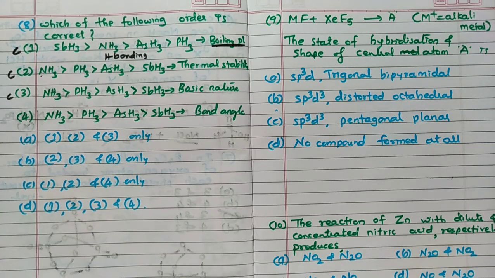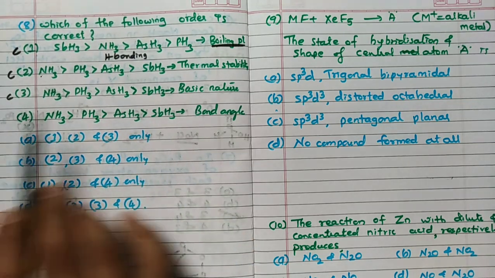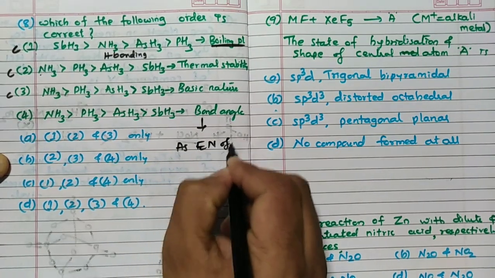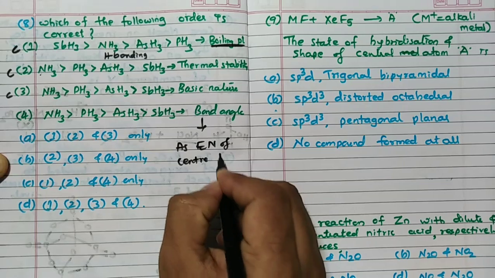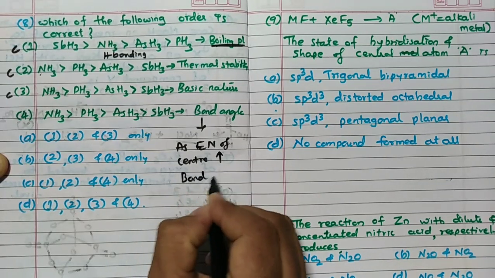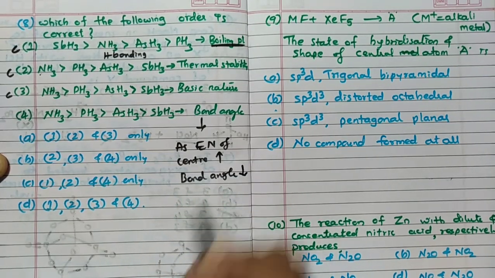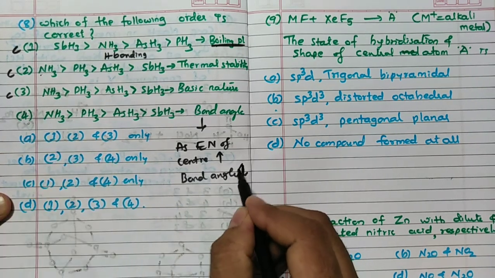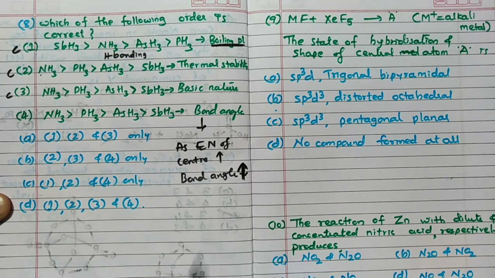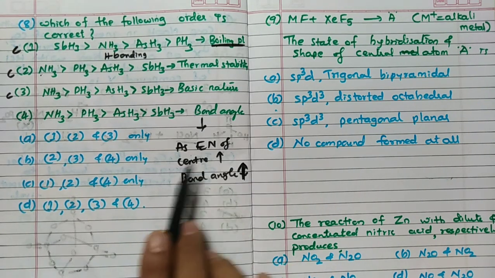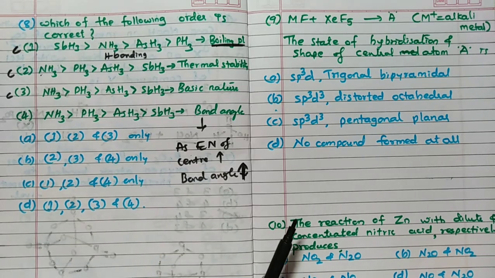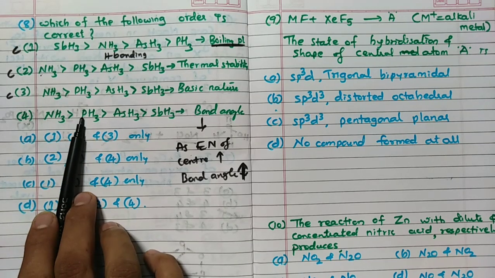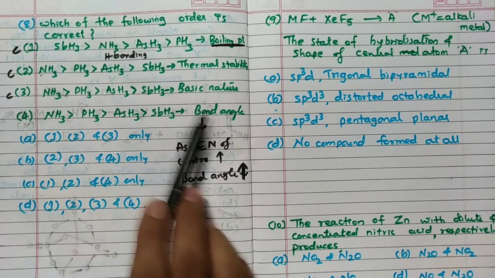Then bond angle. Definitely, remember, as the electronegativity of the central atom increases, the bond angle increases. This also increases. As the electronegativity of the center increases, the bond angle increases. Similarly, as electronegativity decreases, the bond angle decreases, because it is 107 degrees, then like 103 or 104 degrees, it decreases.